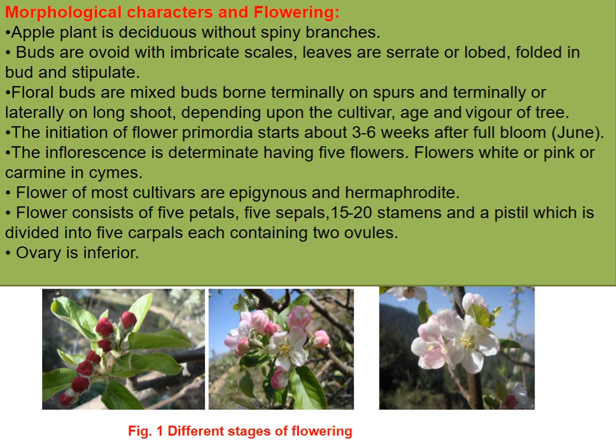Flowers are white or pink or carmine in cymes. Flowers of most of the cultivars are epigynous and hermaphrodite. Flower consists of 5 petals, 5 sepals, 15 to 20 stamens, and a pistil which is divided into 5 carpels, each containing 2 ovules. Ovary is inferior.